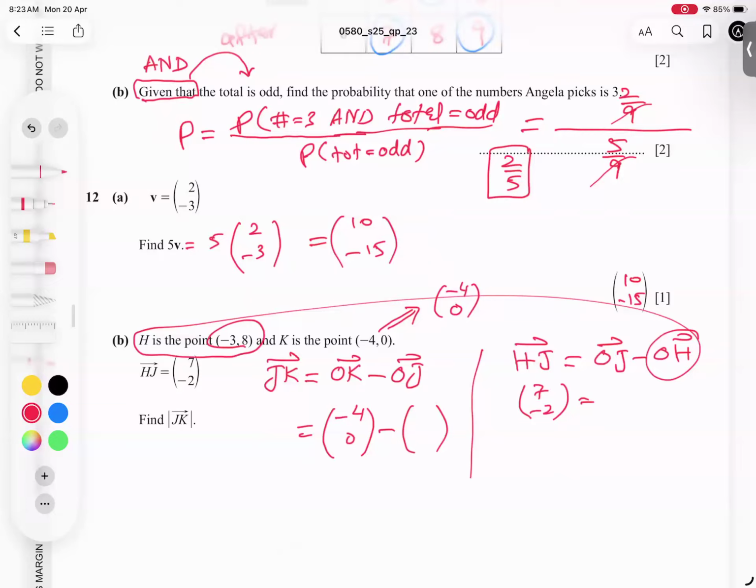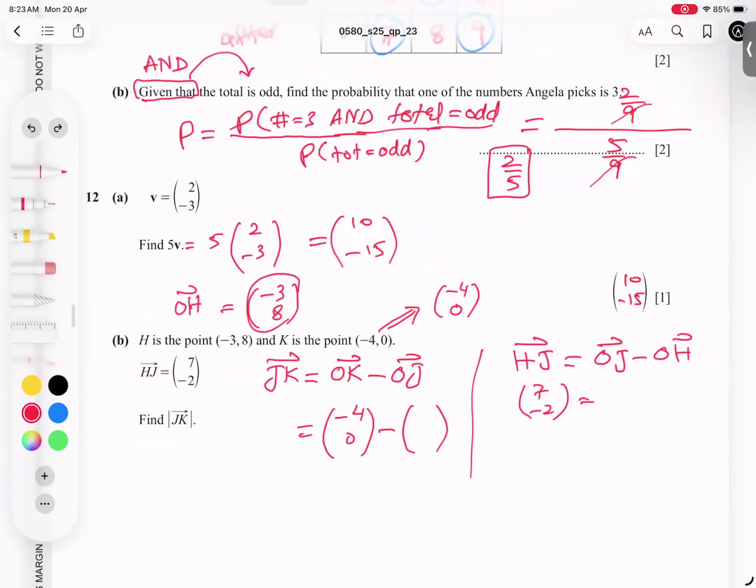H is this one. So negative 3, 8, I write up and down. So it will become OH. This is coordinate system and this is a vector system. So as I introduce O before H, this will convert to vector system. This will go there. So OJ is my job to find, and OH is negative 3, 8.